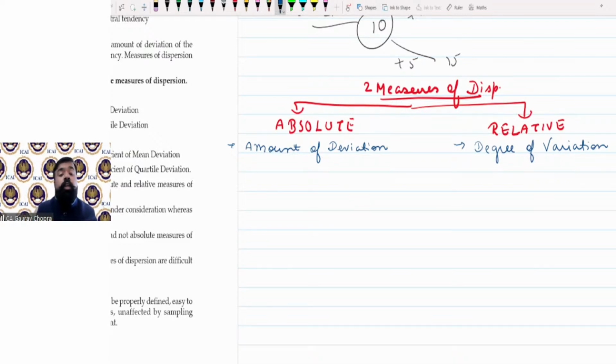Now, what is the meaning of this amount of deviation? Let's say a person is having a salary of rupees 20,000. Now his salary is getting increased to 25,000. So how much is the salary increased? We can say that the salary of the person increased by rupees 5,000.